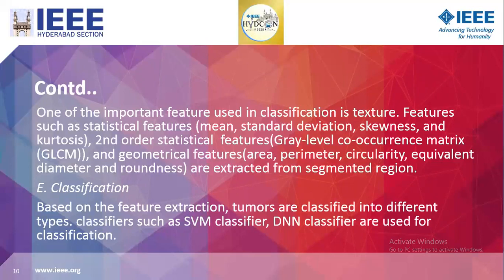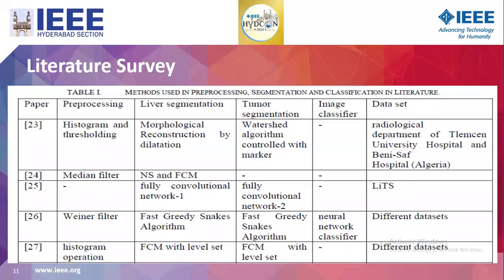Next step is classification. Based on the feature extraction, tumors are classified into different types. Classifiers such as SVM classifier and DNN classifiers are used for classification.